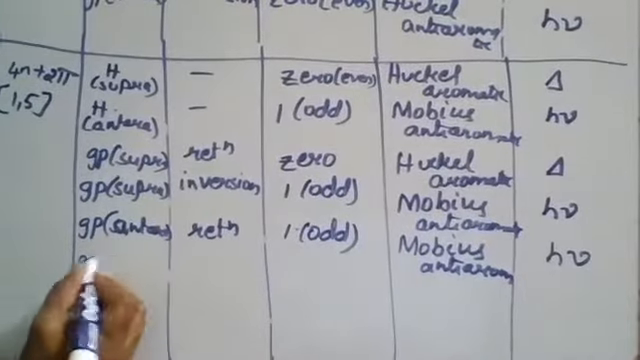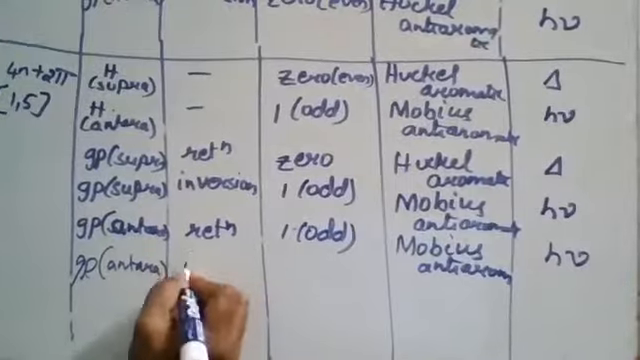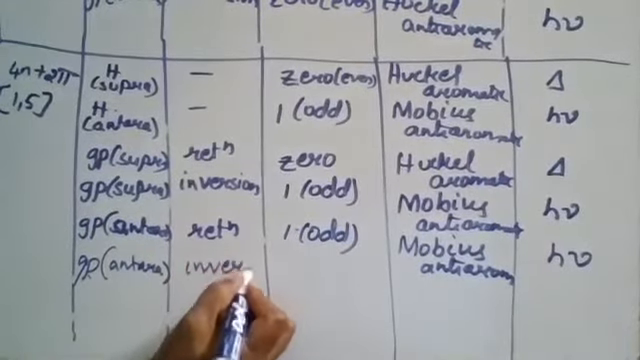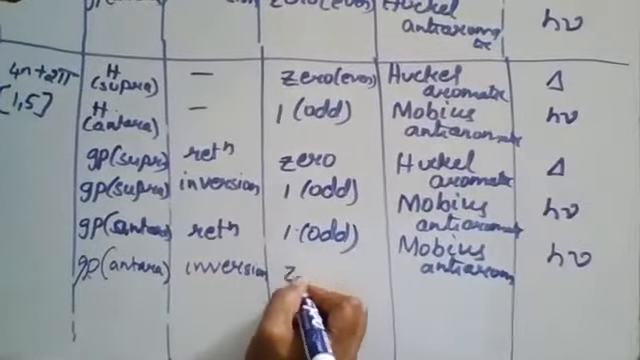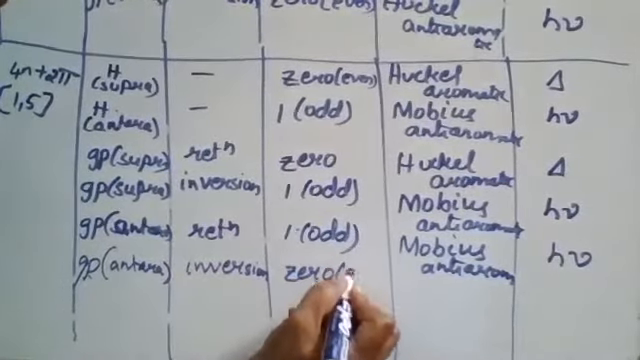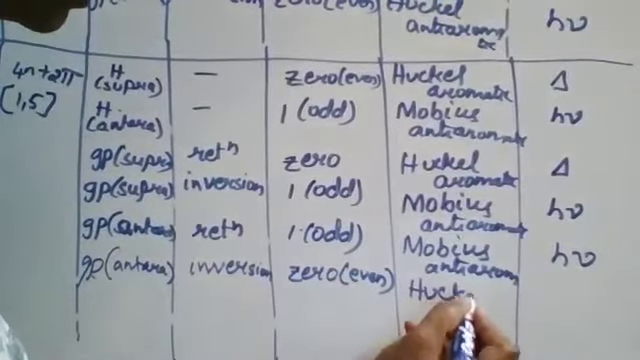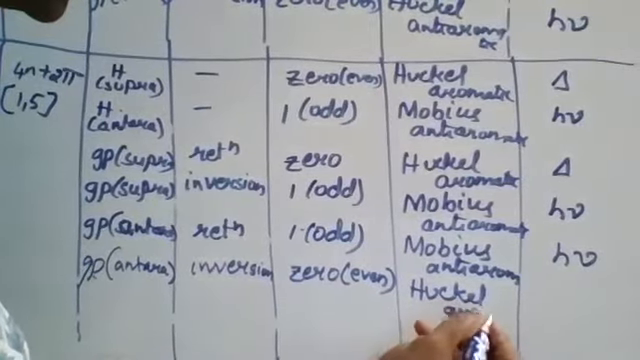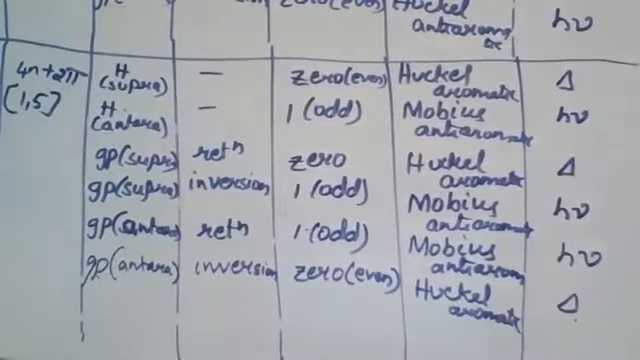Group migration antarafacially with inversion of configuration, 0 nodes, that is even. It is Huckel aromatic, hence thermally allowed.